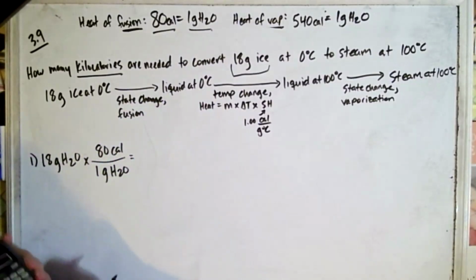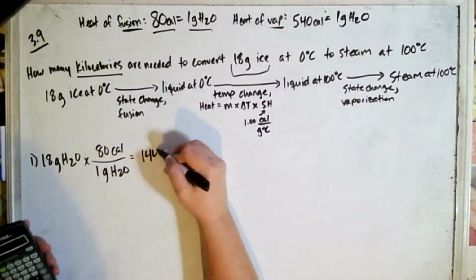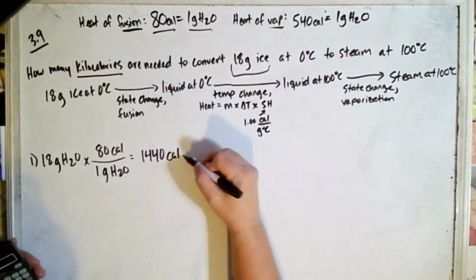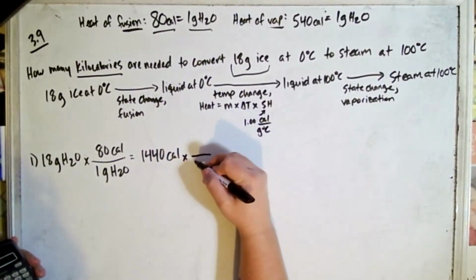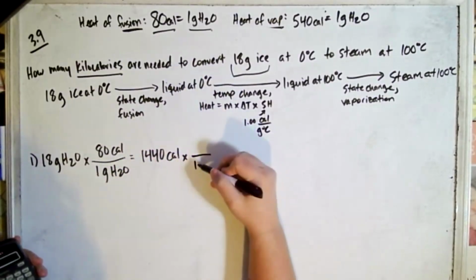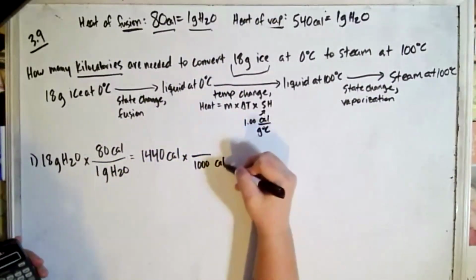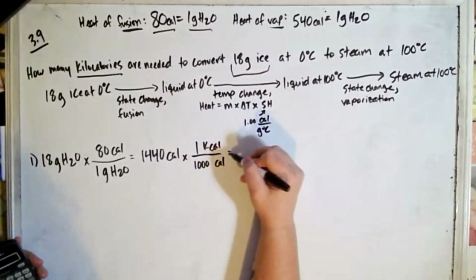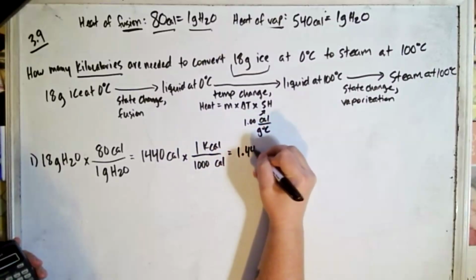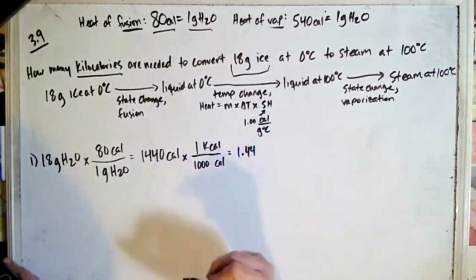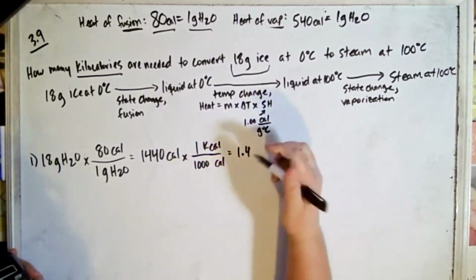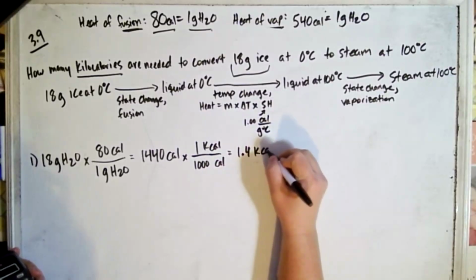So 18 times 80. We want our answer in terms of kilocalories, so we can go ahead and convert that now. There's going to be 1,000 calories in every 1 kilocalorie. And we'll end up with, looks like 2 significant figures here, 1.4 kilocalories.